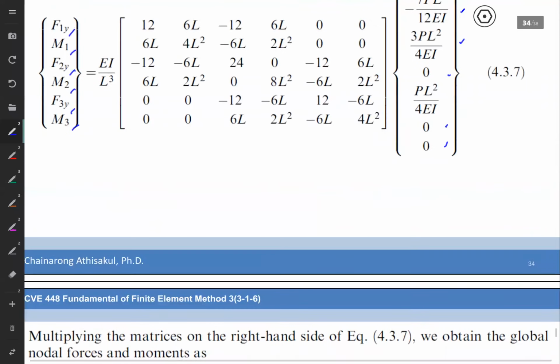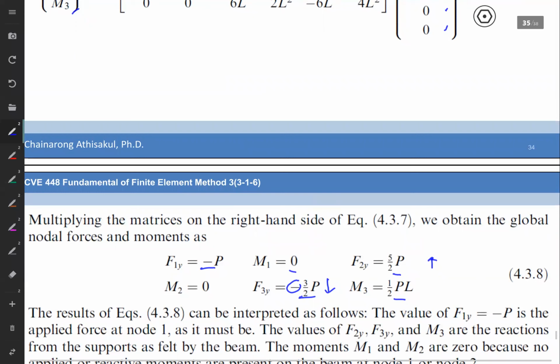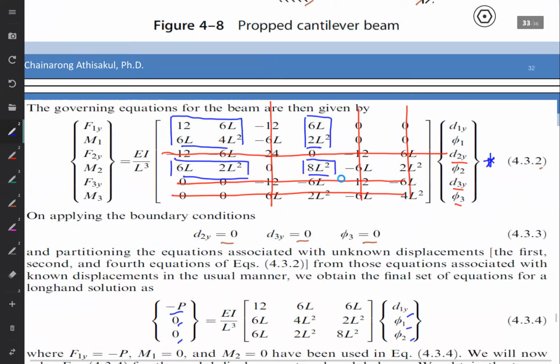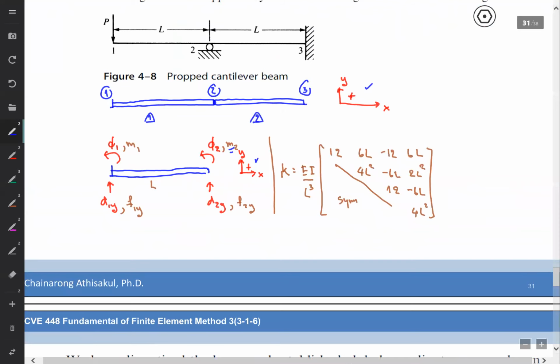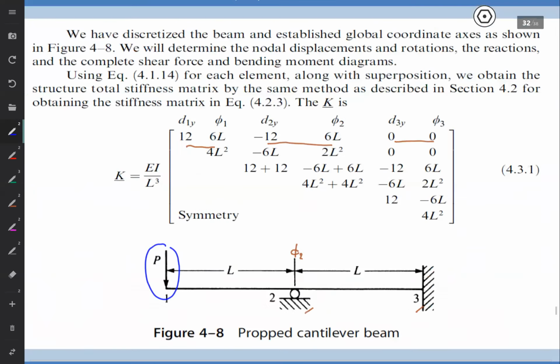the moment at node number 3 is positive, that is a half PL. What does positive mean? It means that the direction of moment should be counterclockwise according to the node convention. Don't confuse it with the beam convention. The solution obtained from the finite element is in node convention. It follows the sign convention that we defined before. So at node number 2, the moment is counterclockwise as positive.